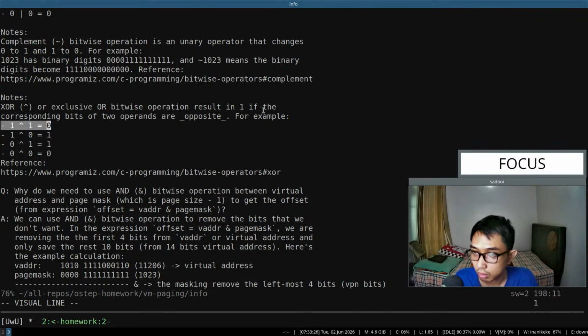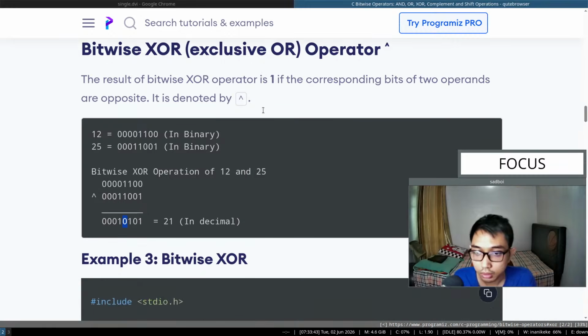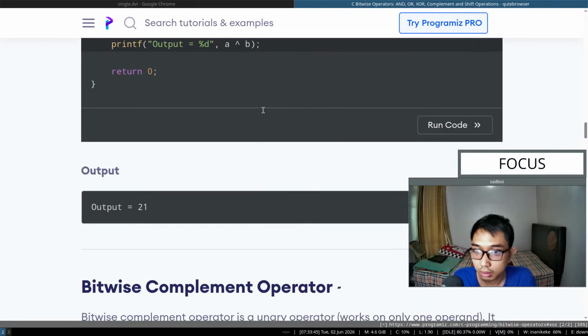This is not opposite, right? This is opposite, so 1. This is also opposite, 1 again, and this is 0. Okay, alright.